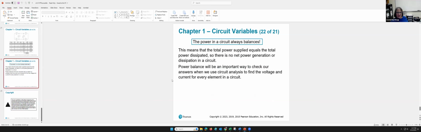All right, so the last slide here, as it says, the power in a circuit always balances. This means that the total power supplied equals the total power dissipated. So there's no net power generation or dissipation in a circuit. This is a great way to check your work.